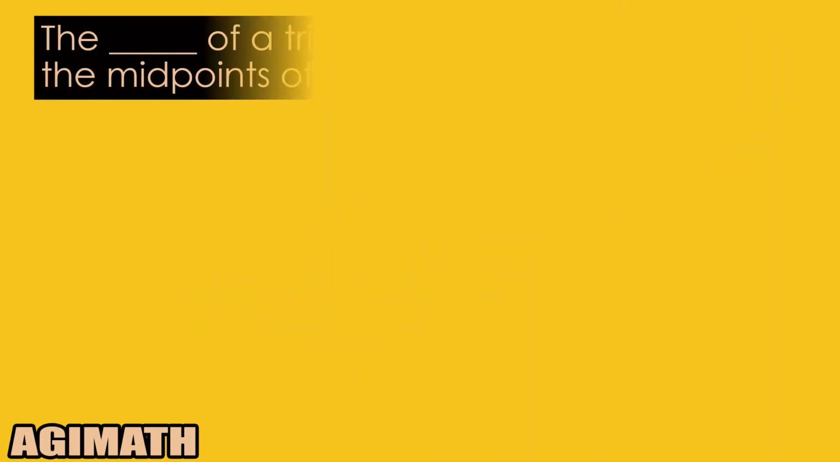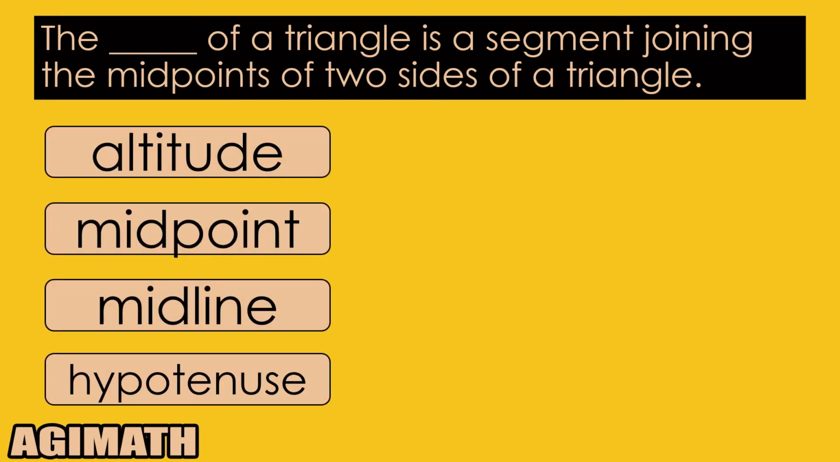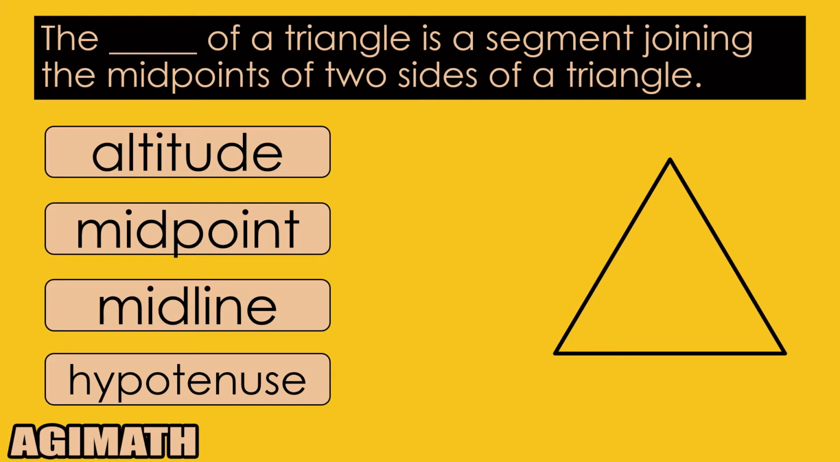The blank of a triangle is a segment joining the midpoints of two sides of a triangle. So let me first illustrate the statement. You have a triangle, and then you are going to have a segment that will connect the midpoints of the two sides of a triangle. So for example, these are the two sides that I choose. And then, assuming this is the midpoint, I'm going to connect. How do we call this segment? Is it the altitude, the midpoint, the midline, or the hypotenuse?